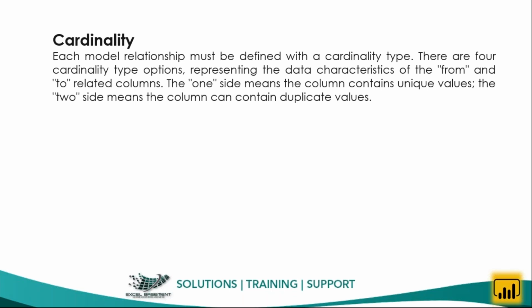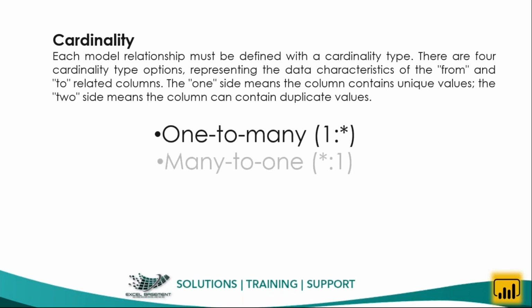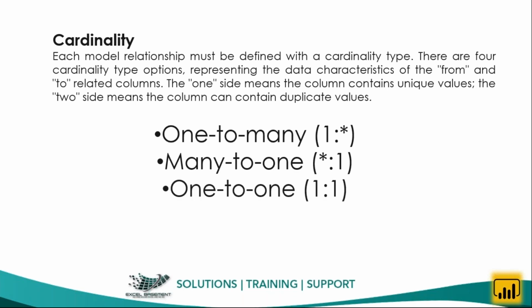So we have four different types of cardinality options available. The first one is one to many, the second one is many to one, the third one is one to one, and the fourth one is many to many. So these different types of cardinality define the purpose of creating a relationship between two tables and getting the output as an interface on our dashboards. Okay, so it's very important to understand these kinds of relationships.